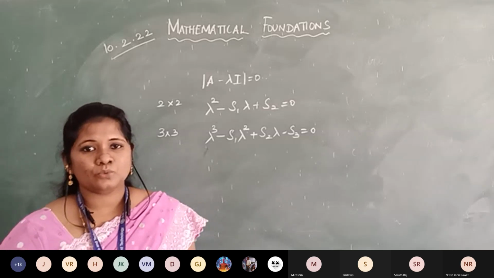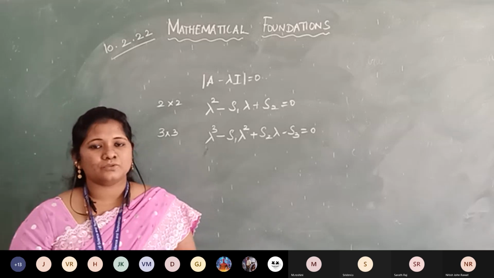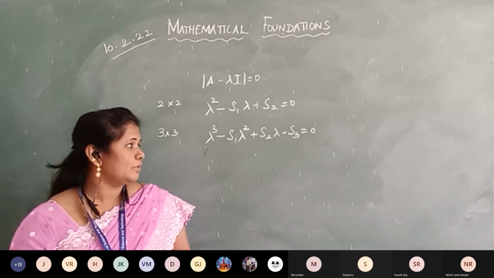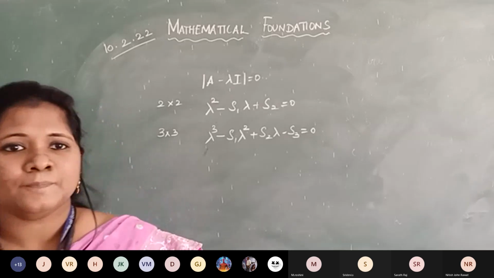Then we went into finding out your eigenvalues and eigenvectors. How do you find out your eigenvalues and eigenvectors also? You understood. So how do you do it? You will substitute the values of lambda.